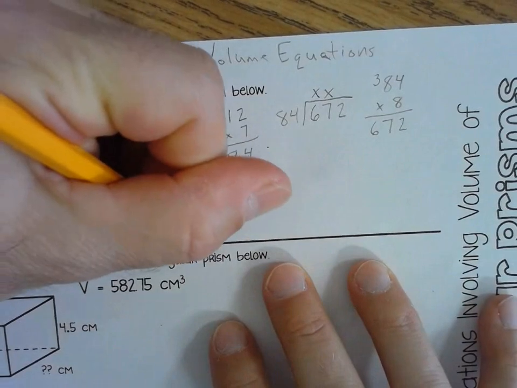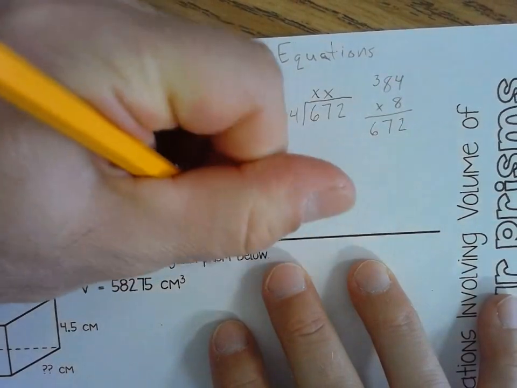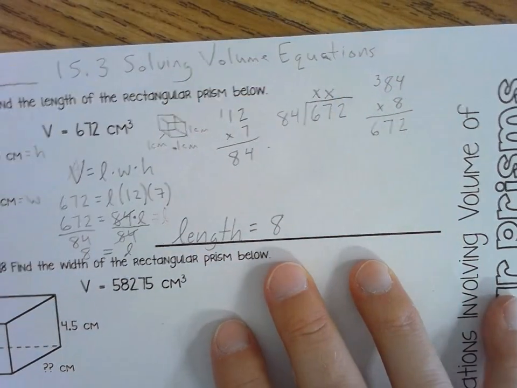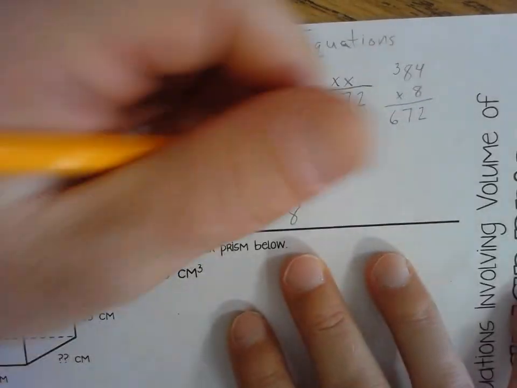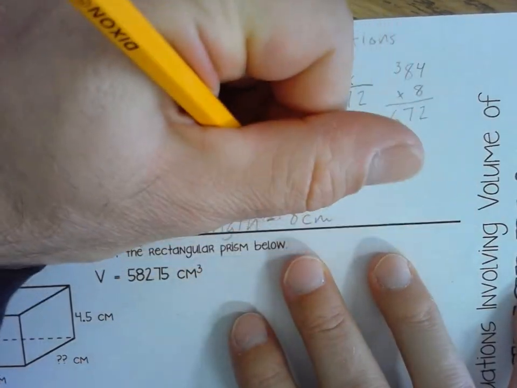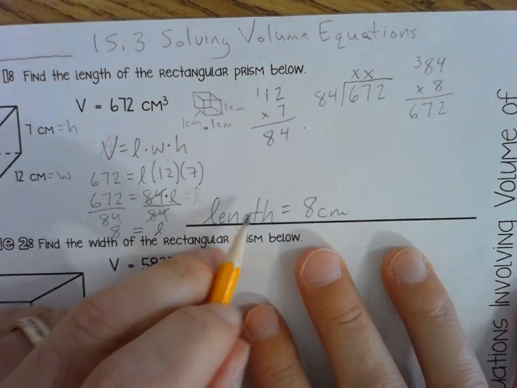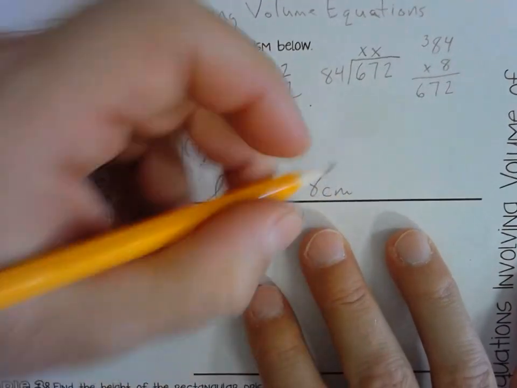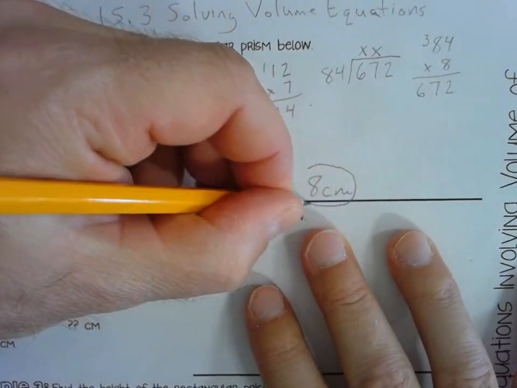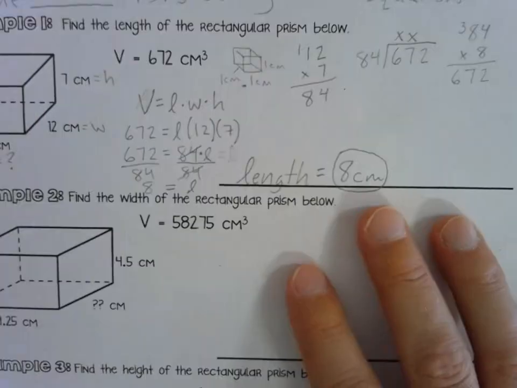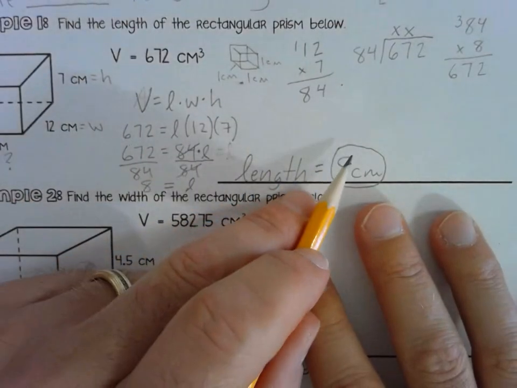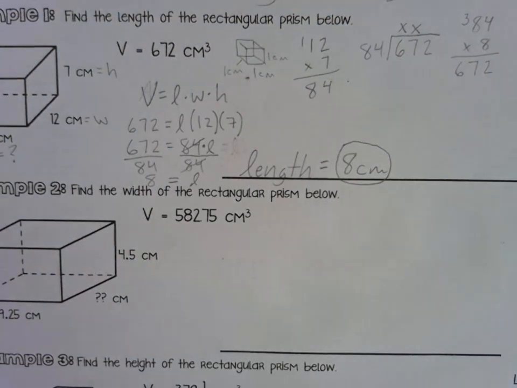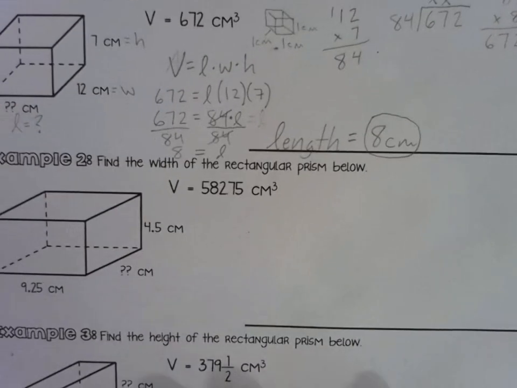And I could say length is equal to 8. And since we're talking about centimeters, I would label that centimeters. Okay? Since it's a length, you just want 8 as your answer. You don't want to put centimeters squared or cubed or anything like that. They're just talking about the length. So 8 centimeters. Okay? All right.